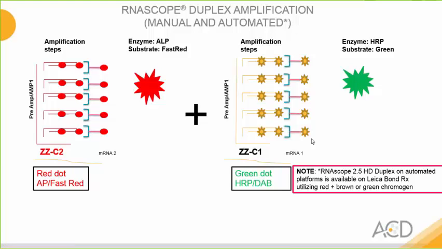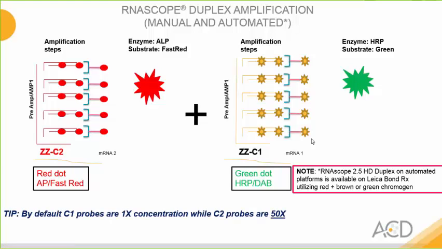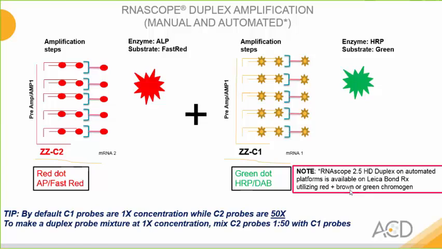Specifically for the duplex assay, the C1 probe is developed with a green chromogen and will always be green. And the C2 probe is developed with the fast red chromogen and will always be red. This assay, as mentioned, can also be run on the Leica BOND RX machine, and then can be either red-brown or red-green.